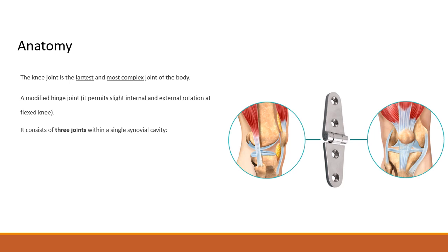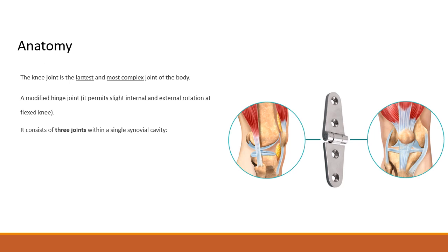The knee joint is considered the largest joint in the body, and it is a complex joint that carries and bears the weight of the human body. It is considered a modified hinge joint. It is modified because it allows some degree of rotation with movement in the sagittal plane.